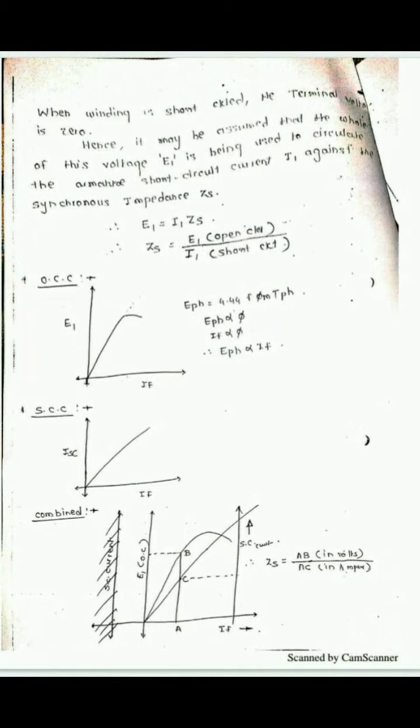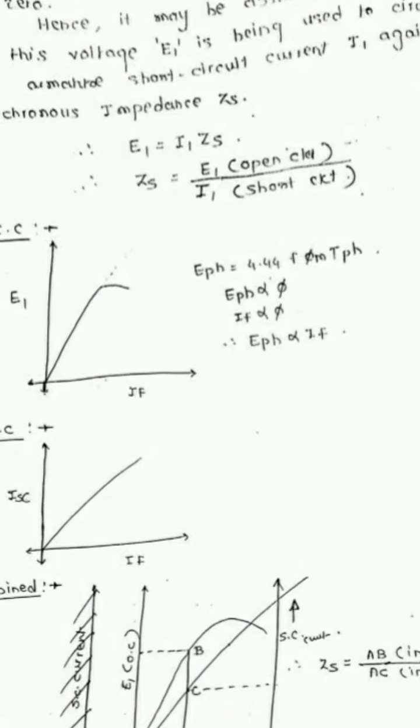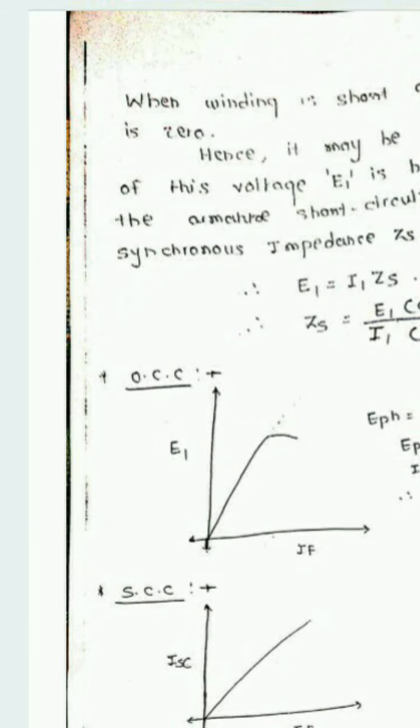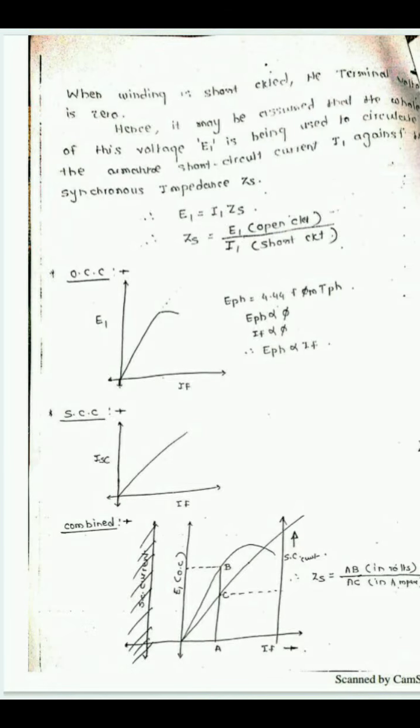What do we mean by E1? That is the open circuit voltage in volts, and I1 is the short circuit current in amperes. That will give you the value of ZS, which is called the synchronous impedance. That's why this method is called the synchronous impedance method or EMF method to find out the voltage regulation of an alternator.